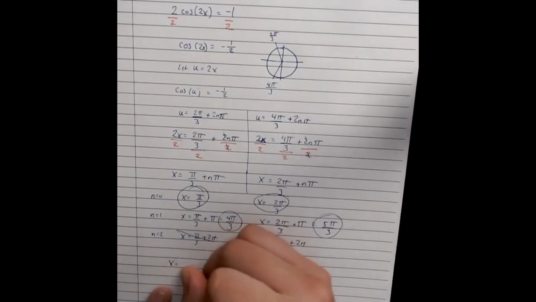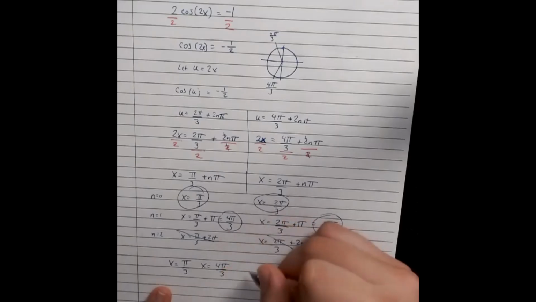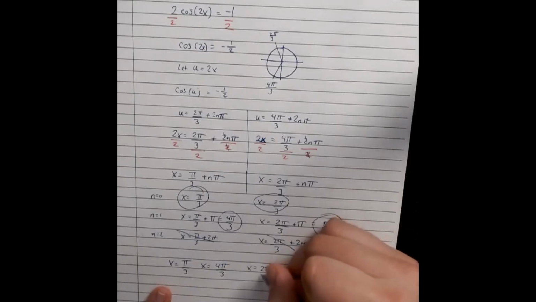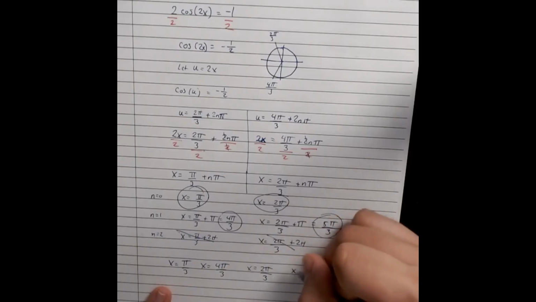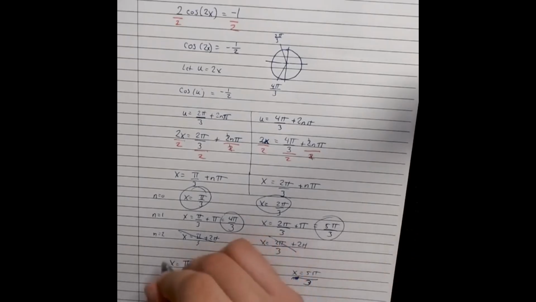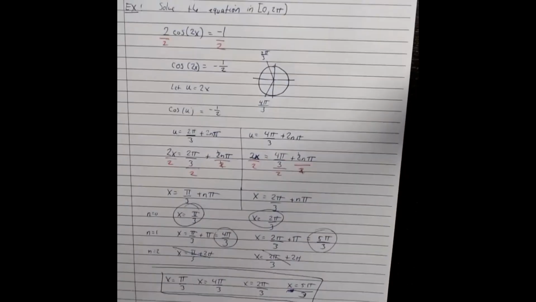Here our solution is x is equal to pi over 3. X is equal to 4 pi over 3. X is equal to 2 pi over 3. And x is equal to 5 pi over 3. Oops, I didn't mean to divide the x there. Just like that. And that is our solution.